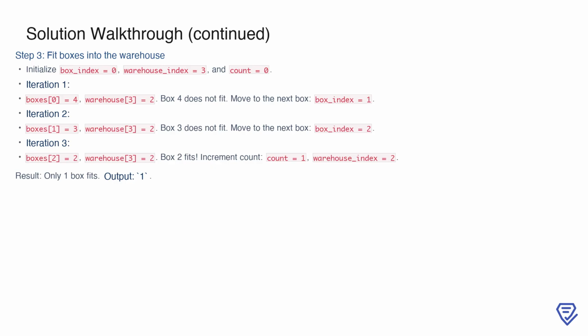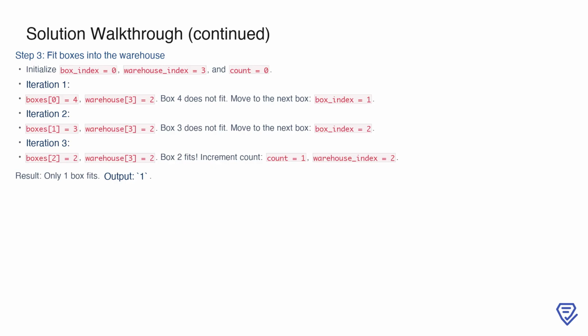The first box, with a height of 4, is too tall to fit into the warehouse position with a height of 2, so we move to the next box by incrementing box_index. The second box has a height of 3, but it is still too tall for the warehouse position with height 2. Finally, the third box, with a height of 2, can fit into the warehouse position with height 2.